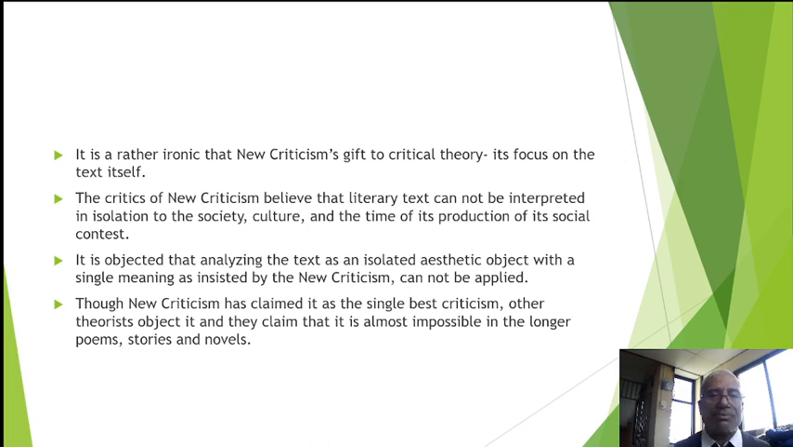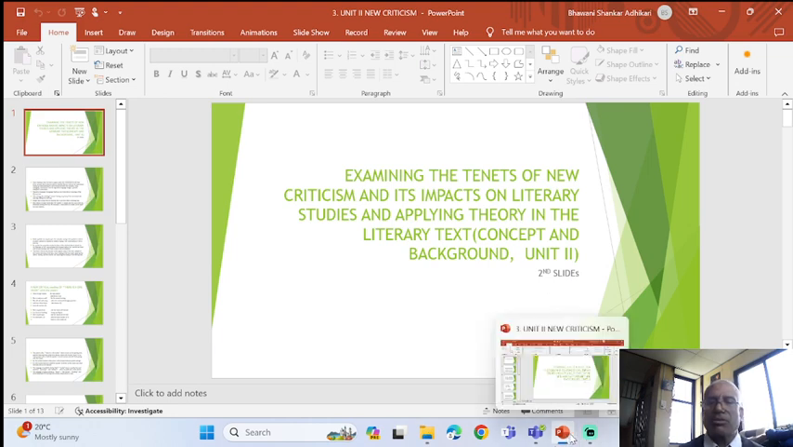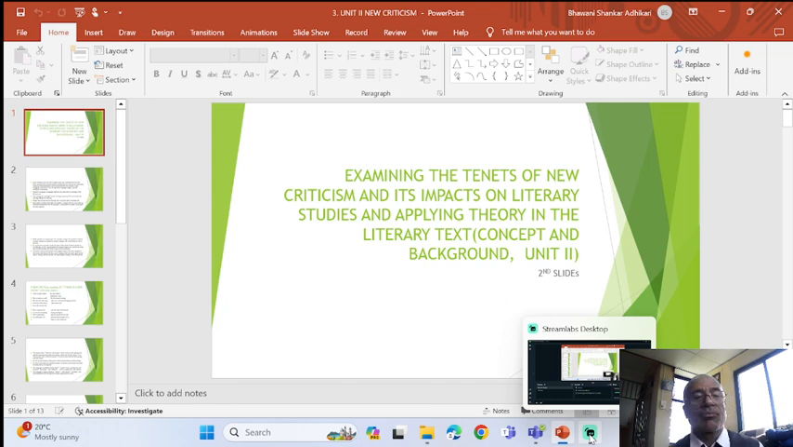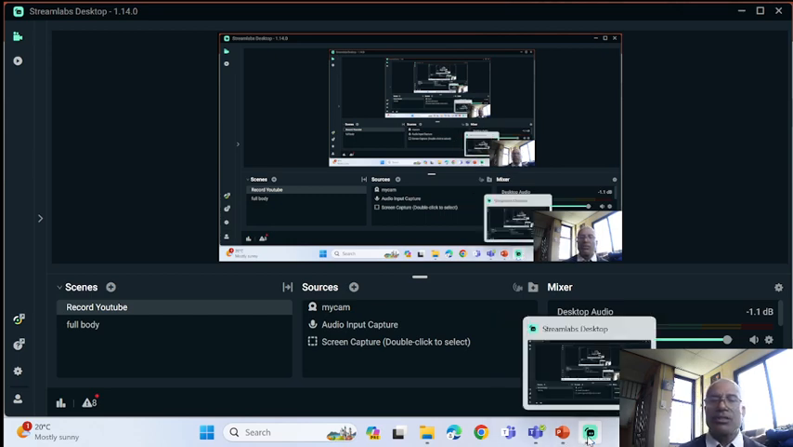Though new criticism has claimed that it is a single best criticism, right? Other theorists object to it, and they claim that it is almost impossible in longer poems, stories, and novels. This may be the best idea new critics have presented, but what the critics of new criticism say is that it can be applied only in shorter poems and shorter stories, but not in longer poems, stories, and novels, because the shorter the poems and stories, the better the formal elements can be analyzed. This is how the new criticism concept ends.